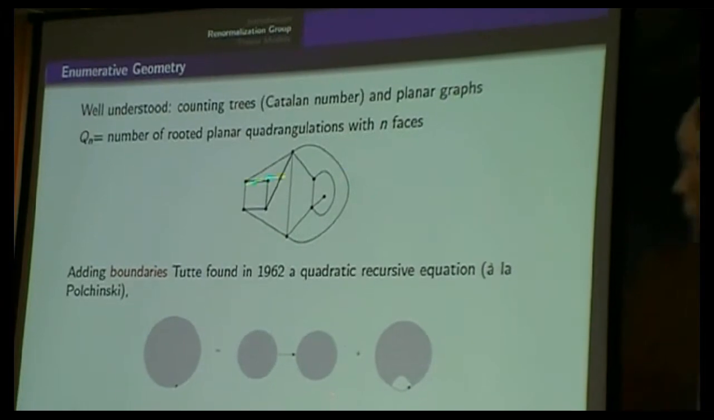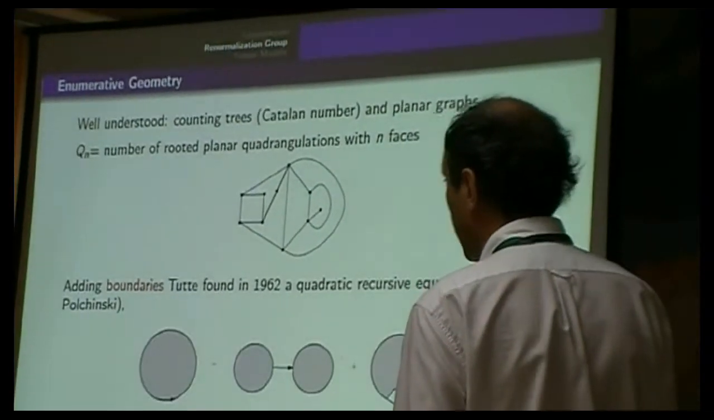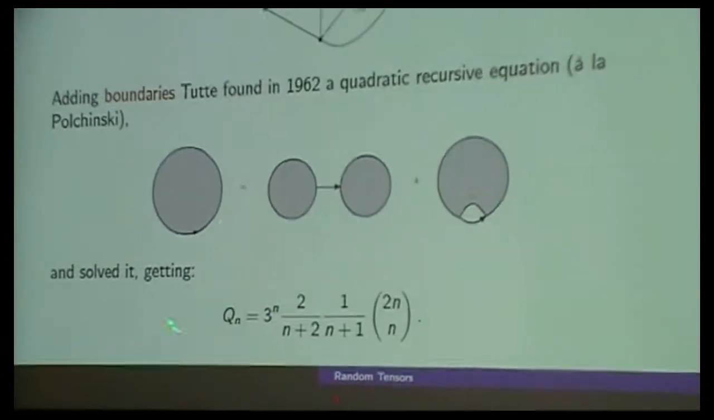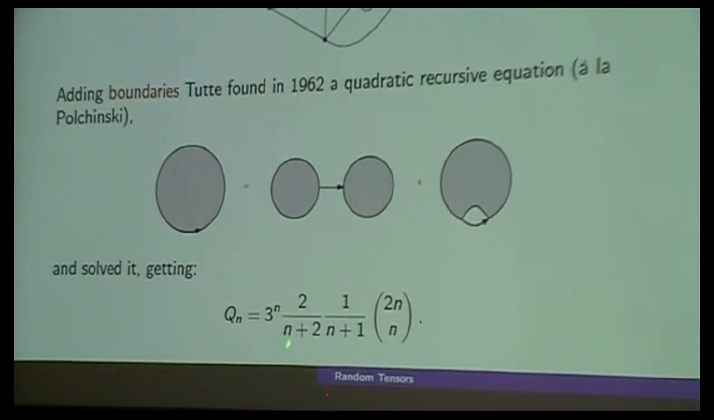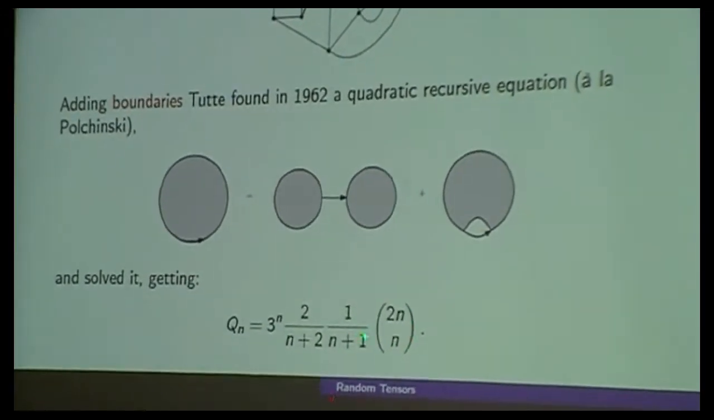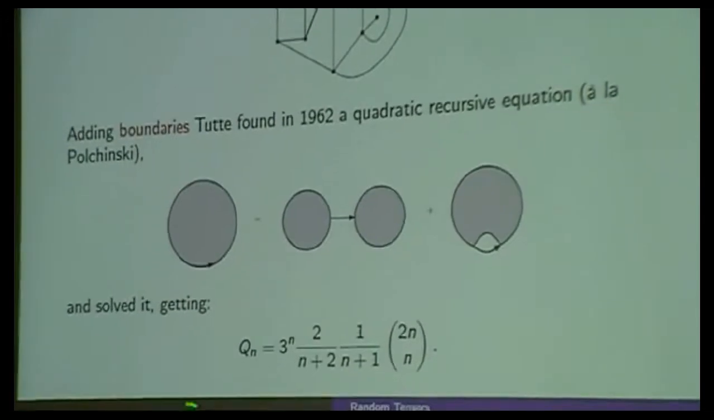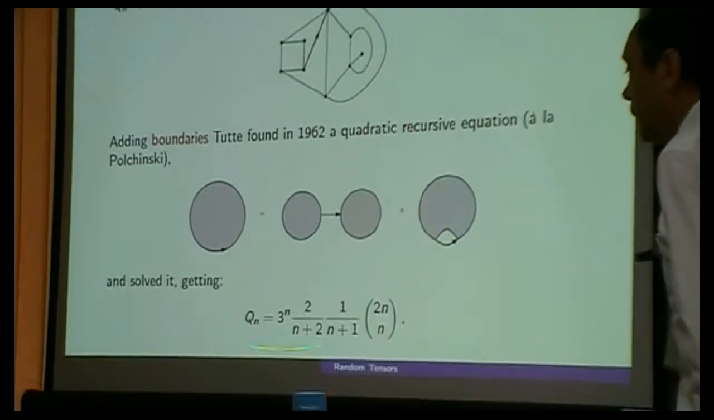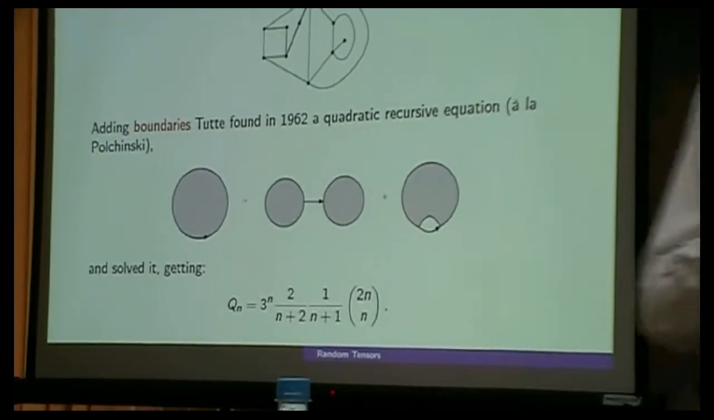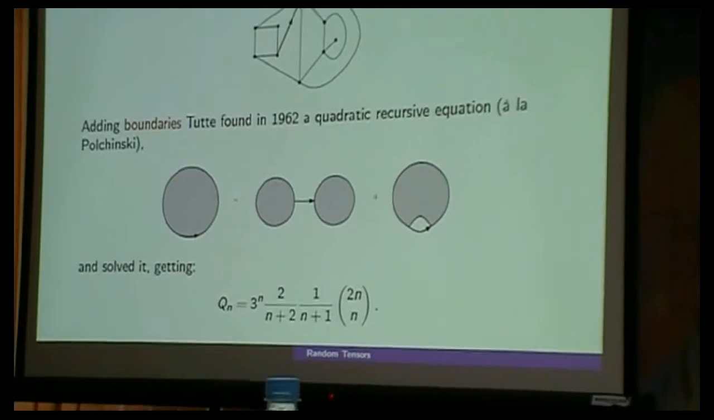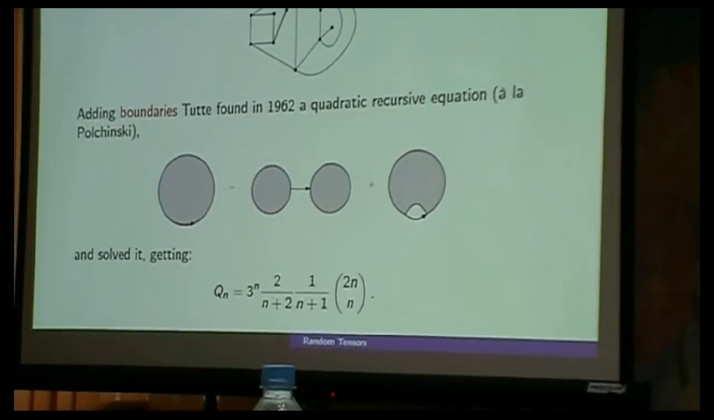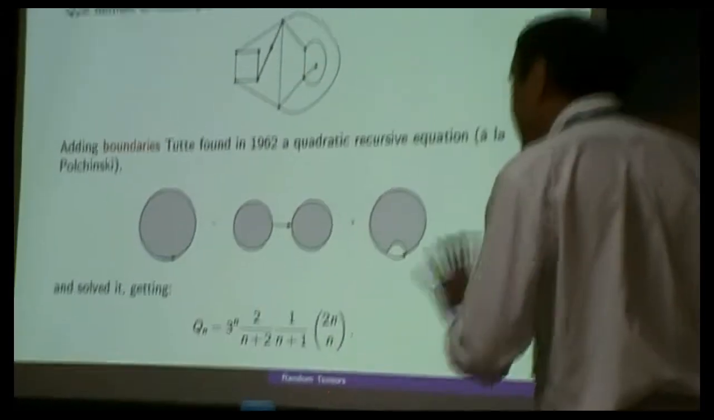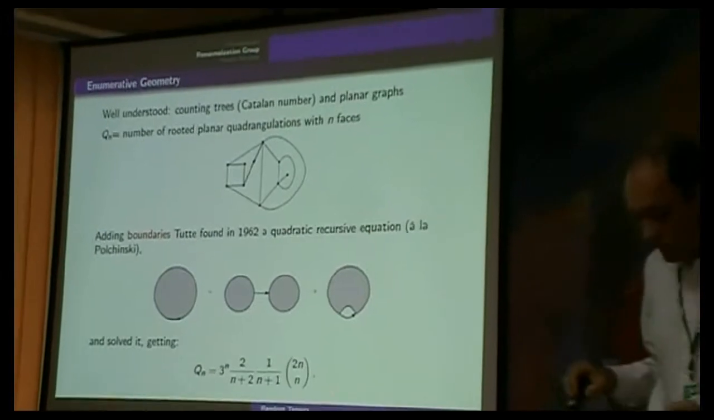So how many distinct beasts of this type do you have? Well, Tutte wrote an equation for it, and he solved it in 1962, and he found that this number is 3 to the n, times 2 over (n+2), times 1 over (n+1), times binomial (2n, n). So he could exactly count it. And although this was much earlier than Polyakov and string theory, this is one of the reasons, if you like, of the success. In two dimensions, you can not only classify geometries, but within a particular geometry, like the plane, you can count the discretizations exactly. So you have many exact functions.